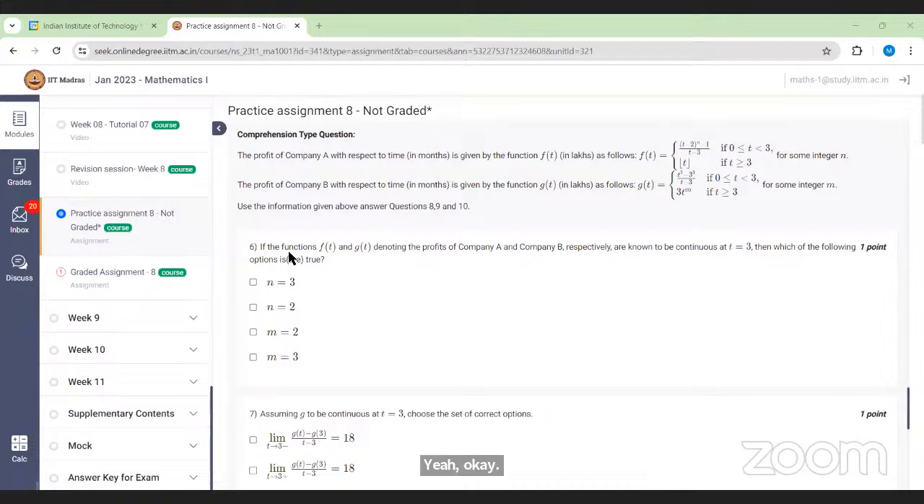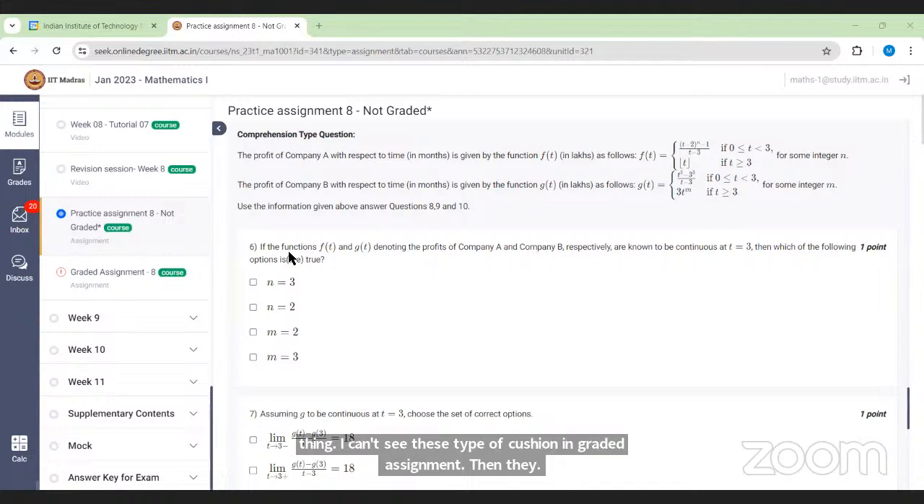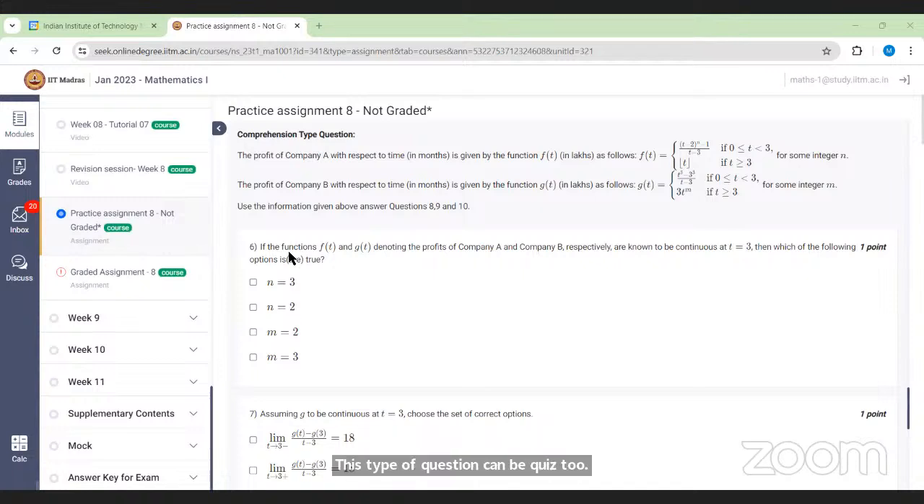You can ask that. But will this type of question be in the quiz too? That I can't say. If this type of question is in the graded assignment, then it can be in the quiz too, so just practice it. What will be the deadline for this graded assignment? Wednesday. After that we'll discuss. There will be a session on Friday and so on. If you are still struggling with such questions, we can take a couple of examples.